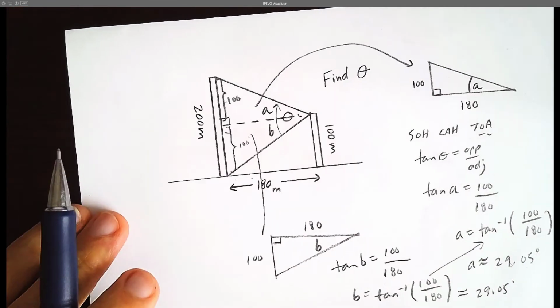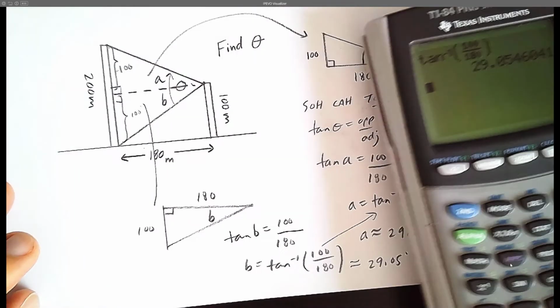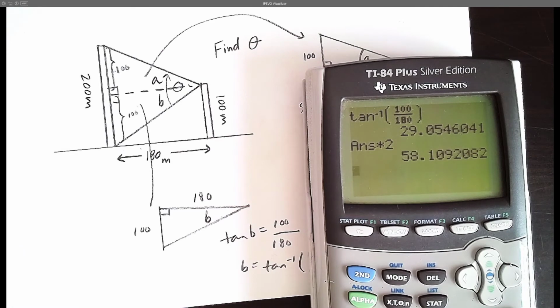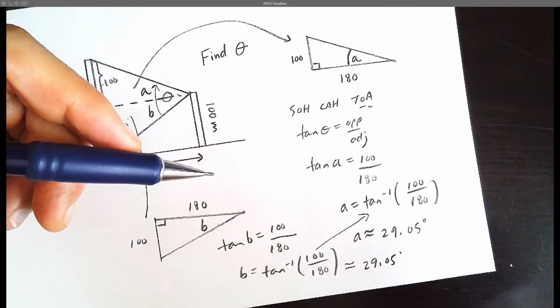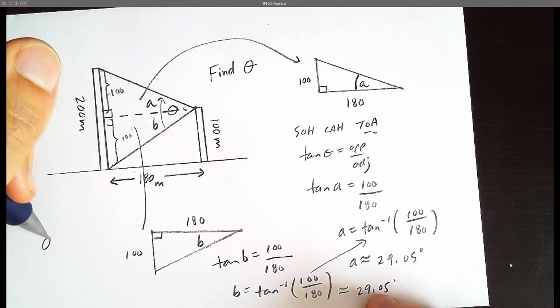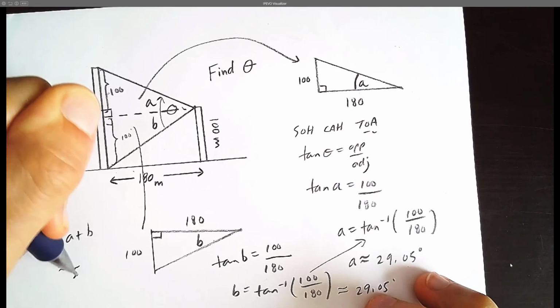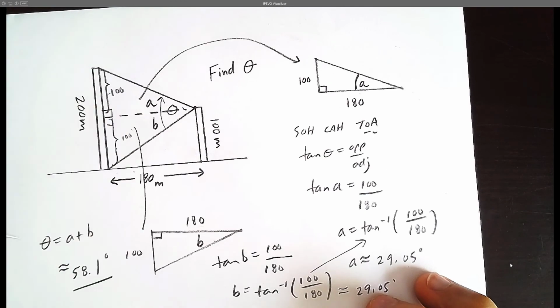So let's add these angles. What's 29.05 degrees multiplied by 2? The answer is about 58.1 degrees. So theta is A plus B, which is approximately 58.1 degrees. Good job.